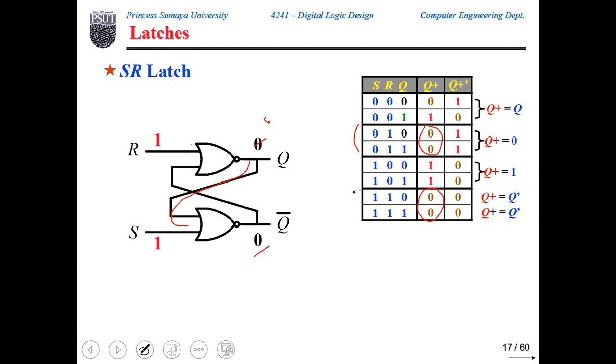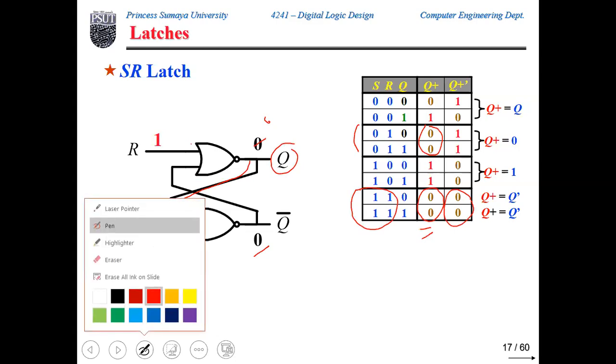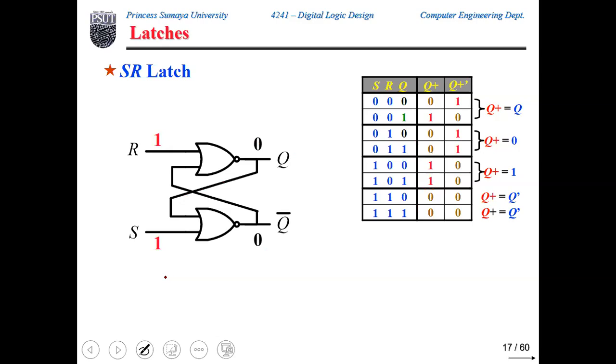Can we call this operation a reset operation? If we look at Q plus only, or the value that is going to appear on Q, yes, it is a reset. But if we take into consideration Q bar, the complement of the stored value, there is a problem. How come both the value and its complement are zeros? And this is written here. The new value or the next value is basically the complement of the old value.